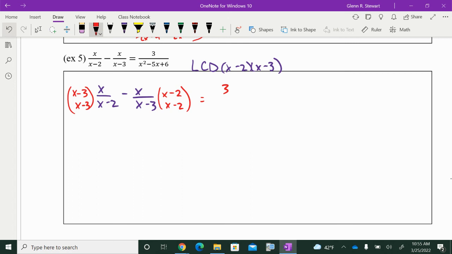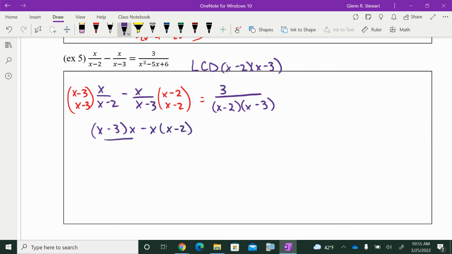Now let me back up and use a different color. On my right side, I need to factor that bottom. So what's going to multiply to give me 6 and add to give me -5? It's x minus 2 and x minus 3. Nice. All right. Combining this whole fraction together: x minus 3 times x minus x times x minus 2 all over x minus 3 times x minus 2 is equal to 3 over x minus 2 times x minus 3.